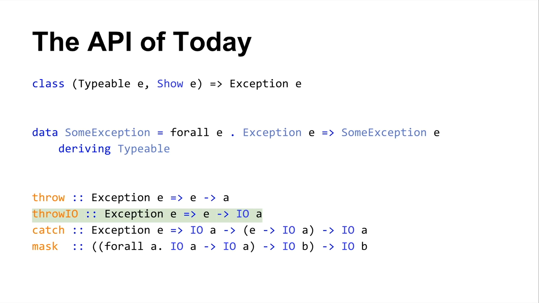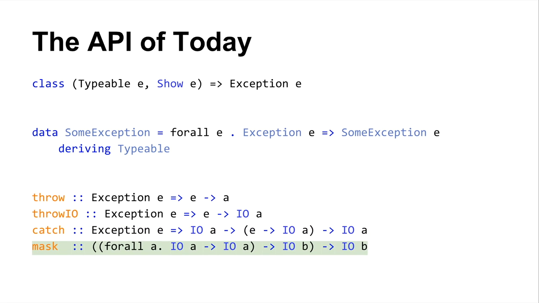throwIO, same story, only this is for throwing an exception in the IO monad, or producing a computation that when run will give you one of those things. Catch does what you would expect. You give it an IO computation that when run produces an A, you give it an exception handler, and it'll give you back a new IO computation with that exception handler installed.